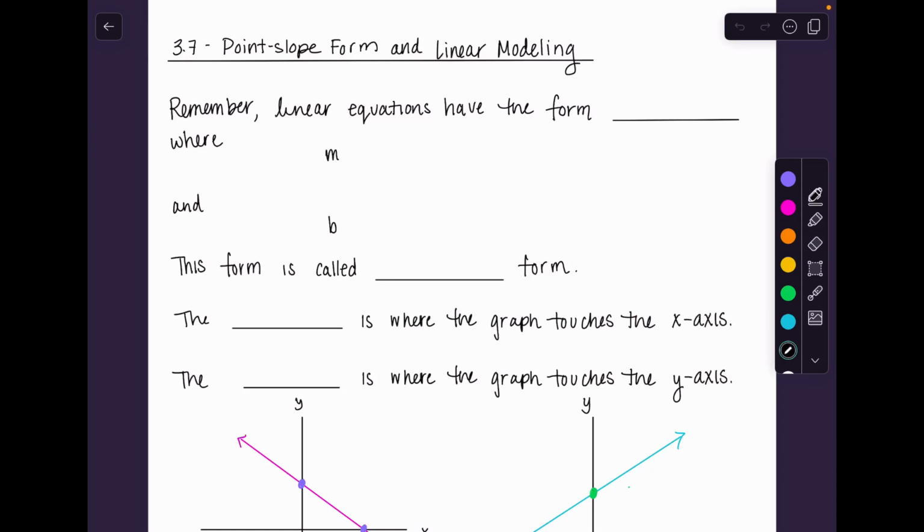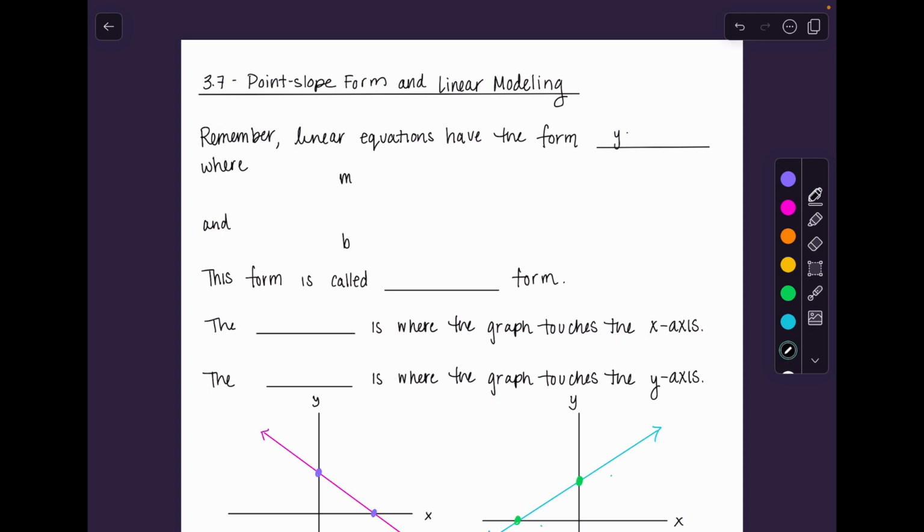Now that we've built our concept of a line, we're really going to go in and refresh on all of those important details, all of the terminology, and then we're also going to go through another way we can come up with the equation of our line. So remember, when we're working with a linear equation, they have that form y equals mx plus b.